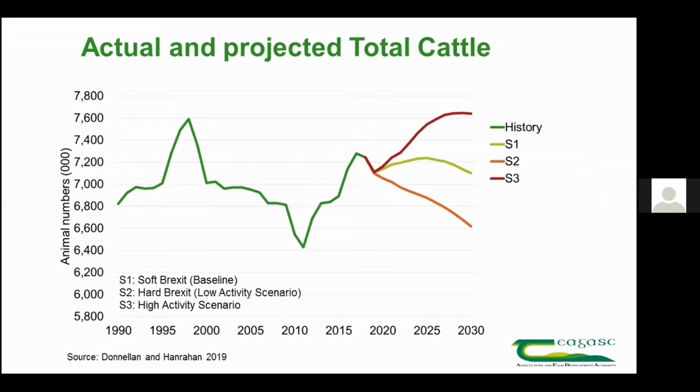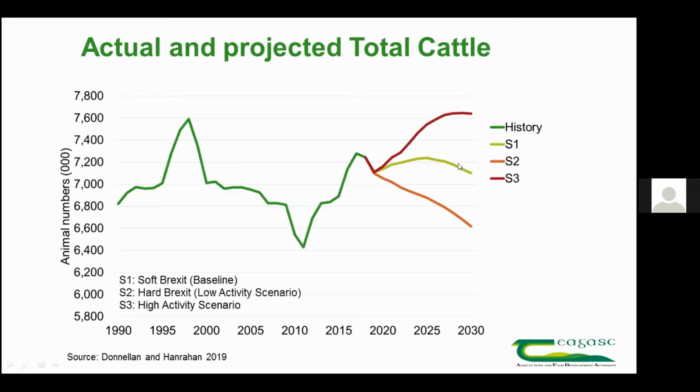Okay, so if you're going to run a marginal abatement cost curve and you're going to try and project what happens with agriculture into the future, the first thing we have to do is project what agricultural activity will be like. Okay, and we basically had 3 scenarios. So the S1, which was our soft Brexit baseline scenario, the S2, which was a hard Brexit low activity scenario, and S3, which is a high activity scenario.